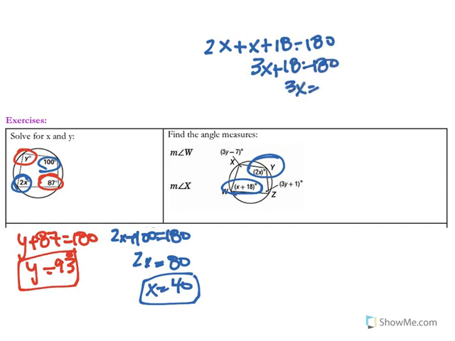3x equals 162. And x equals 54. That's not bad. Before we go on, it does ask what angle W is. So to find angle W, we just do 54 plus 18. And 54 plus 18 equals 72.